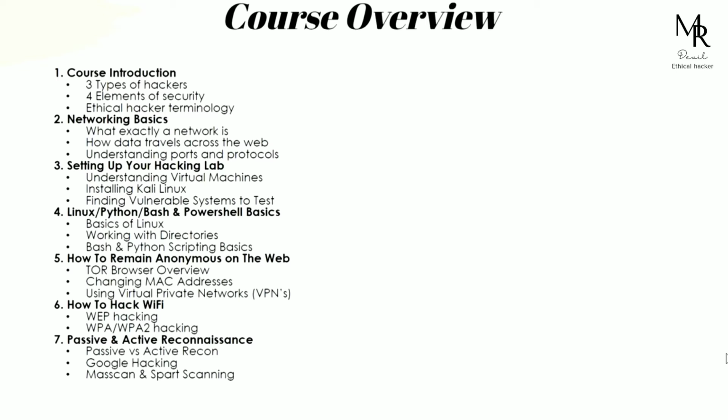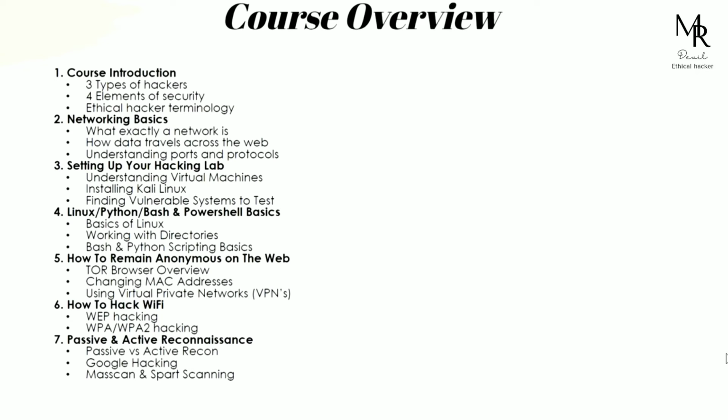And then section 3, we're going to go over how to set up your hacking lab, understanding virtual machines, virtualization, how to install Kali Linux into your virtual machine, and then finding vulnerable systems to actually test. And then section 4, we're going to go over the Linux, Python, Bash, and PowerShell basics. We're going to cover the basics of Linux, working with directories, and then the Bash and Python scripting basics. Very important for you to understand both of these, and especially Python, as it's one of the most popular scripting languages within the ethical hacker community.